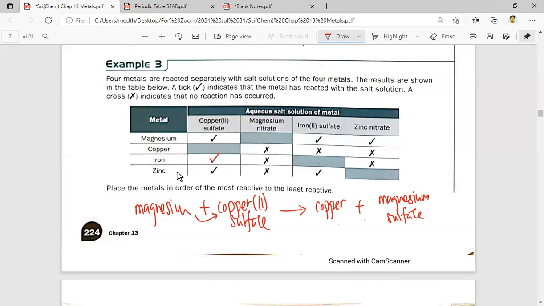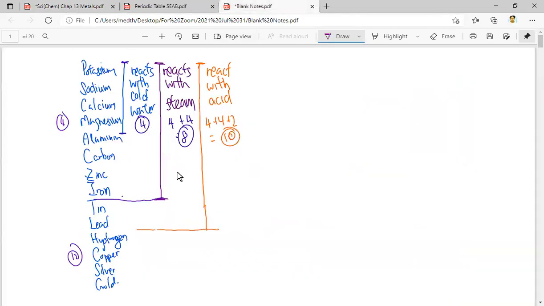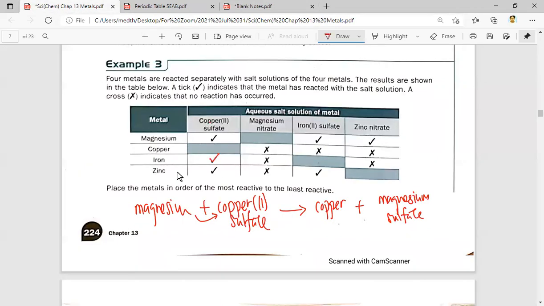Next, zinc, I put in copper 2 sulfate. Zinc can also displace copper. So we know that magnesium, iron, and zinc are more reactive than copper. We have the reactivity series to determine whether the element is more or less reactive. But let's say if we do not know, we can actually use this.